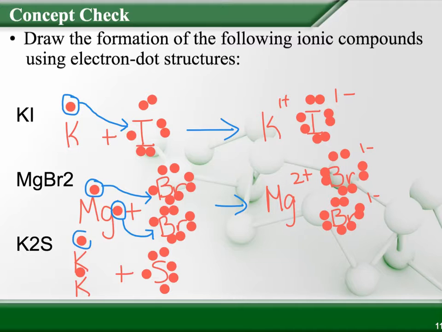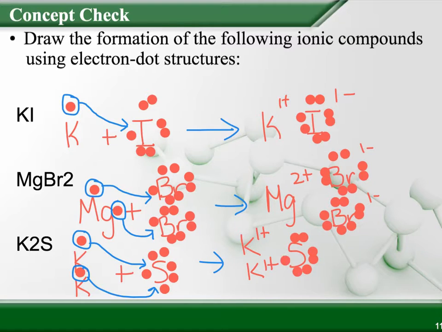Again, circle and show the transfer. One will go on that opening side, and the other one will come down on the bottom. And then our final product, each of our K's has a 1 plus. And then our S has a full set of dots, and it gained 2, so it has a 2 negative charge.